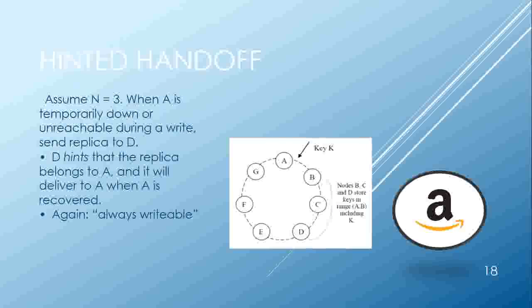Moving on. This is a slide for hinted handoff. When node A is inactive, a replica with a hint is sent to node D, with metadata which contains the hints. Through that, node D keeps checking whenever A is active again, so that as soon as it becomes active, it sends the data to A again and erases it from its own node. So it is again always writable. There should not be any outages in write operations, which is ensured by hinted handoff.